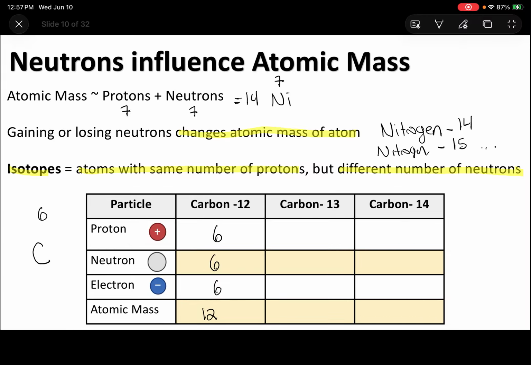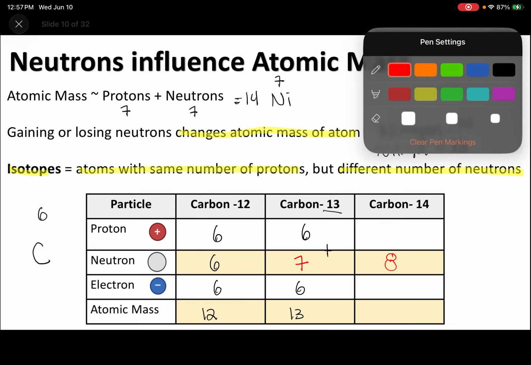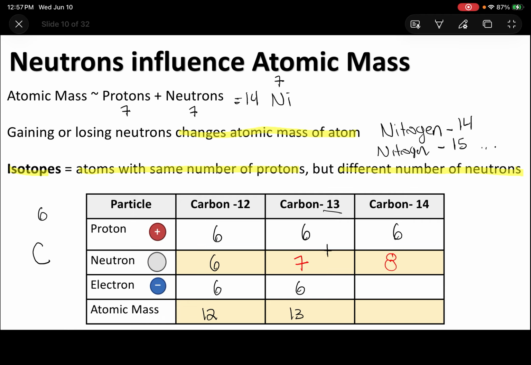However, what happens if we add a neutron? We make this 7. Remember, the number of protons and the number of electrons are going to stay the same. But now, what happens if we add 6 plus 7? We get 13. So we call this carbon 13. Let's practice this idea one more time. Let's imagine that instead of 6 neutrons, we have 8 neutrons. Remember, in an isotope, the number of protons and the number of electrons are going to stay the same. We add our protons and neutrons together, and we get 14.